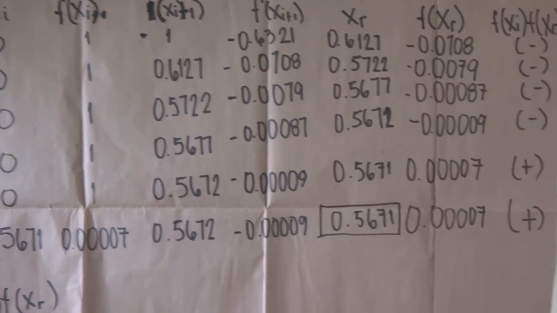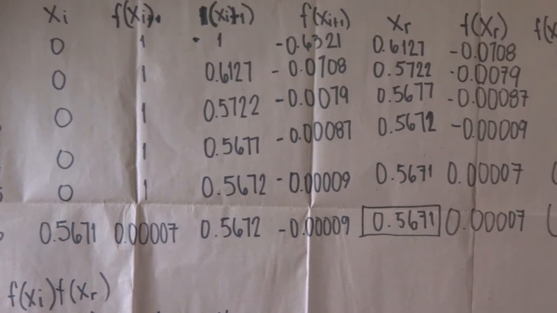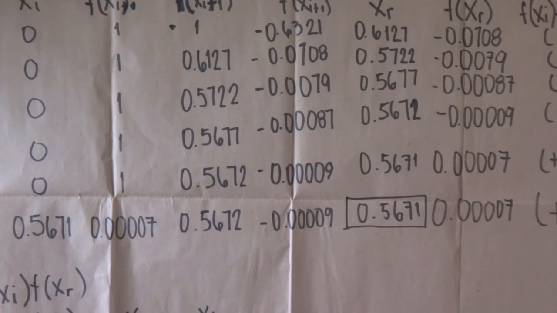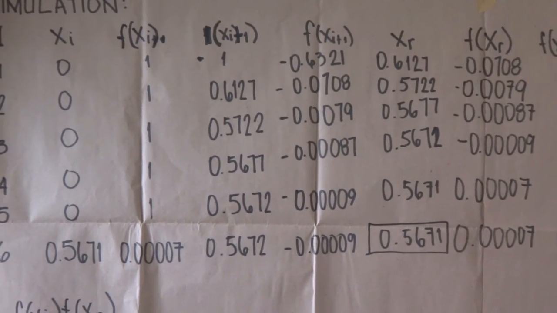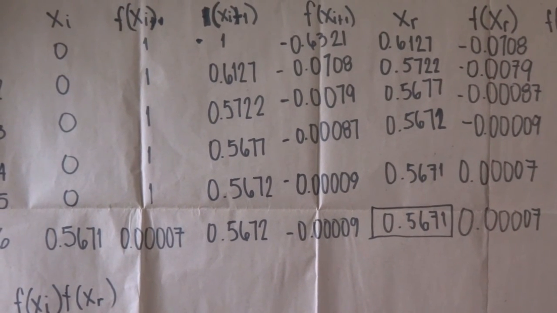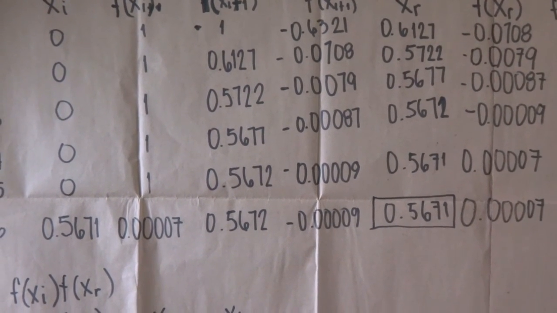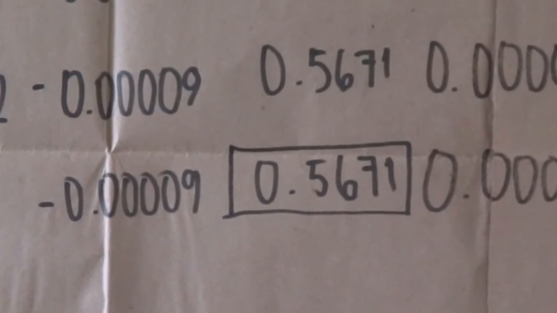Then repeat the process until our stopping criteria is met. And the criteria for this one is that if the xr is repeated, then that is our root. So the final root is 0.5671.